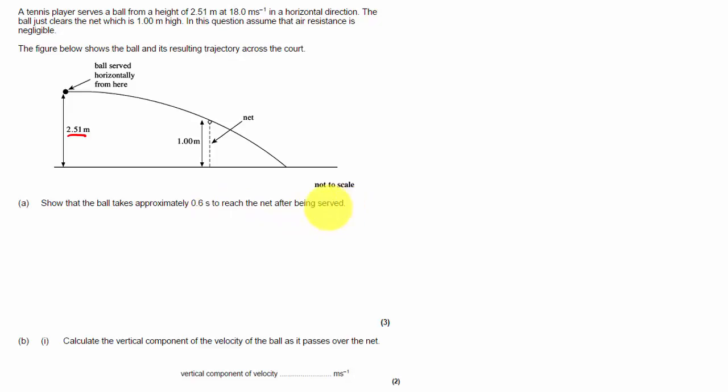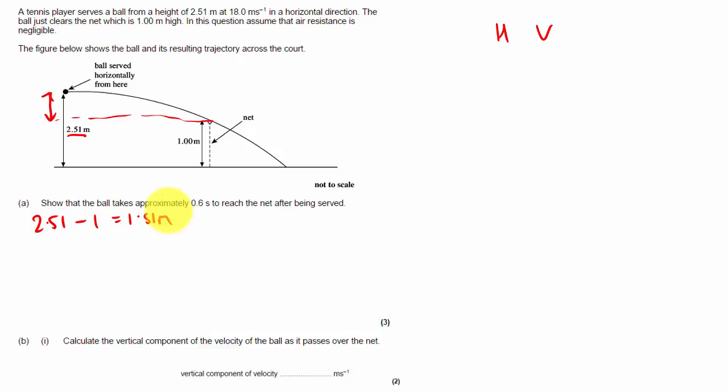So this relies on us understanding that horizontal and vertical are separate, right? Whatever time it took the ball to get here is the same amount of time it would take the ball to fall this distance. So what is that distance? Well, that distance is 2.51 meters minus the 1 meter of the net. So actually that distance is 1.51 meters.